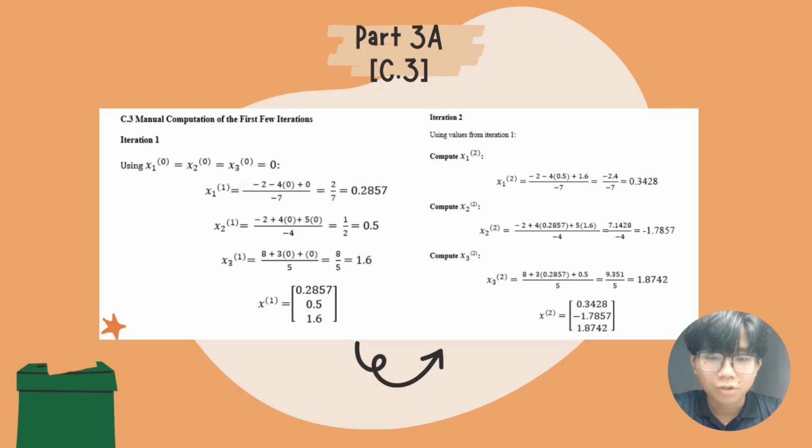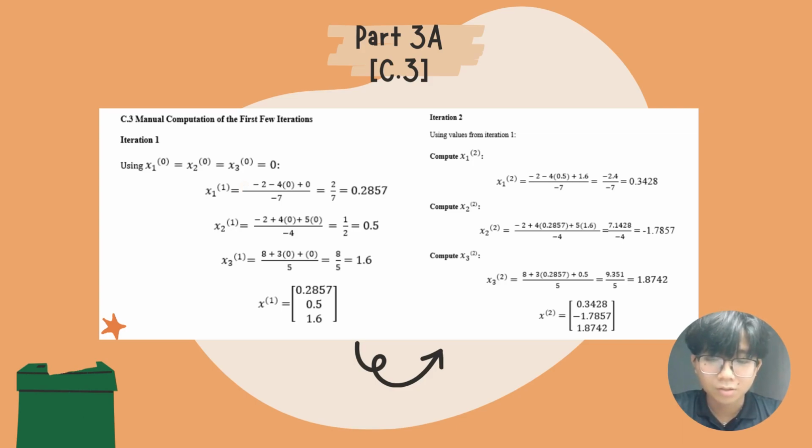Now we compute iteration 1 using the initial guess. Substituting the zeros into the formulas, x1 equals 2 divided by 7, which is 0.2857. x2 equals 1 divided by 2, which is 0.5. x3 equals 8 divided by 5, which is 1.6. So the first iteration result is 0.2857, 0.5, and 1.6.